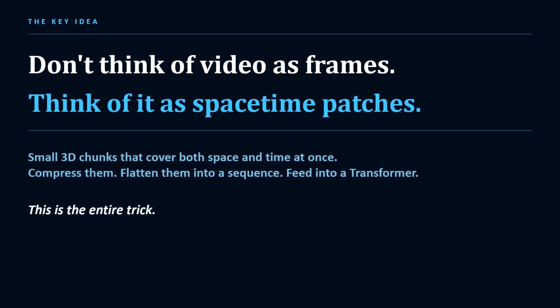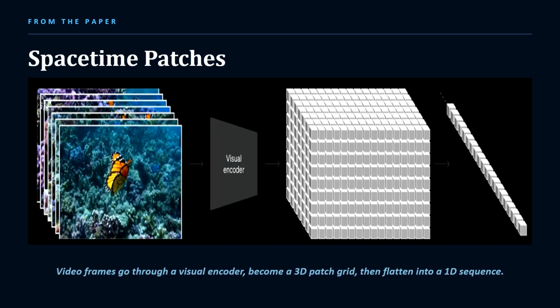Here's the key idea. Don't think of video as frames. Think of it as space-time patches. Small 3D chunks that cover both space and time at once. Compress them, flatten them into a sequence, feed them into a Transformer. This is the entire trick. This is from the paper. Video frames go through a visual encoder, get compressed into a 3D patch grid, then flattened into a 1D sequence. It's the same idea as image patches in Vision Transformers, but extended to time. That extension is what makes video generation possible at this scale.